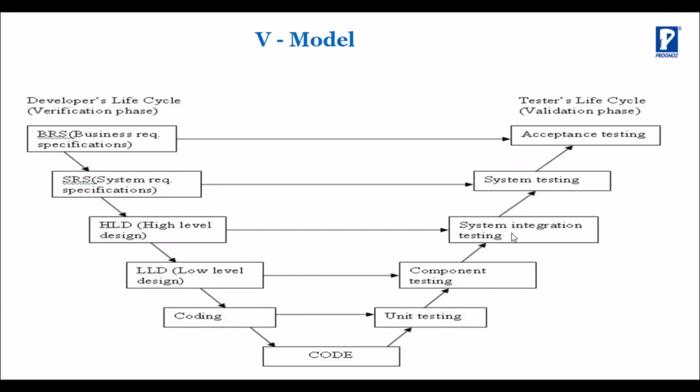Okay. So after system integration testing, you can perform the system testing. Means once everything is in place, you can start the system testing. After system testing, you can perform acceptance testing. And in acceptance testing, you can consider real-time business scenarios. And so business requirement specification is a reference document for acceptance testing. And after system testing, you can do this. Okay.